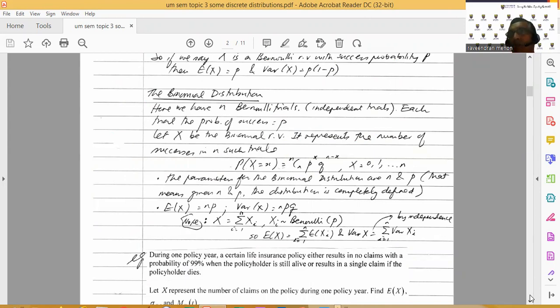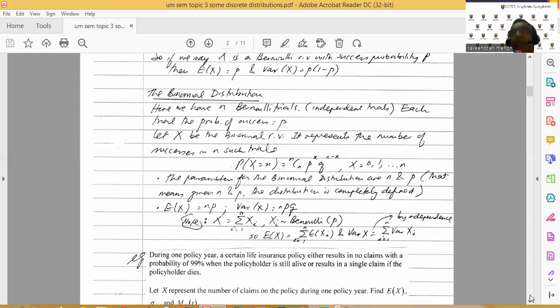So let me tell you again slowly. When you talk about the Bernoulli distribution, you only have one trial. You either have a 0 or you have a 1. That means it's a two outcome situation, one trial. That's a Bernoulli distribution. The expected value of x is what? P. And the variance of x is what? P times 1 minus P.